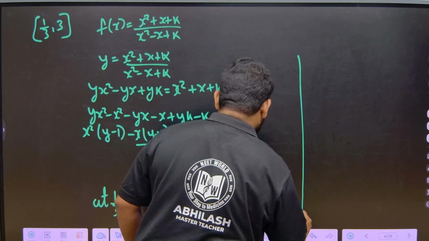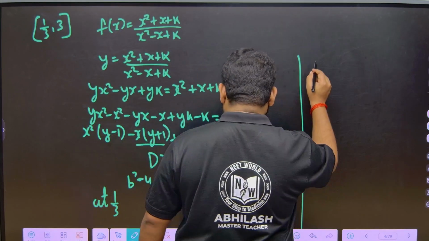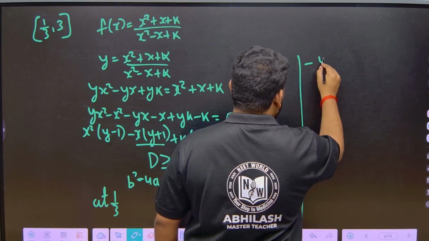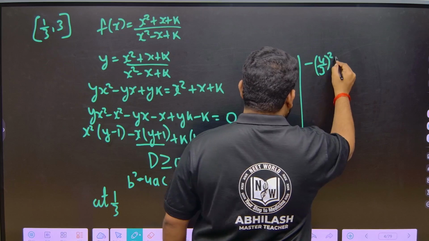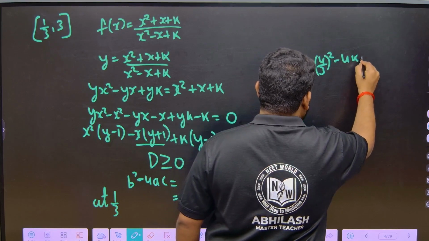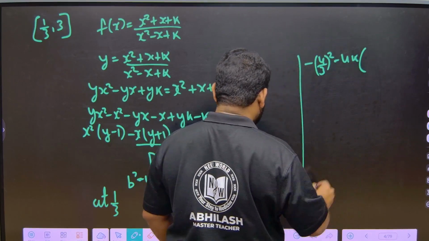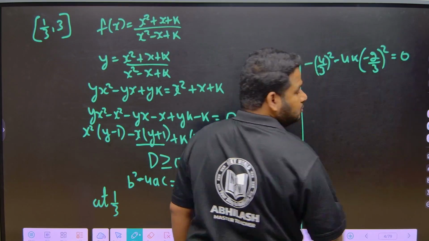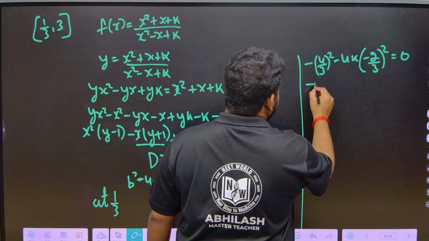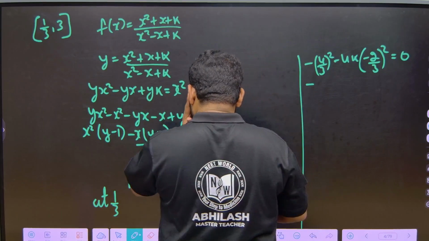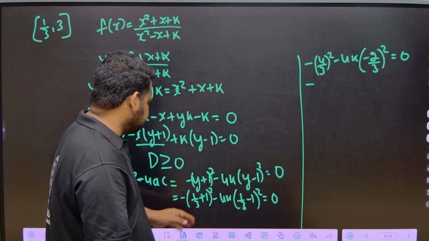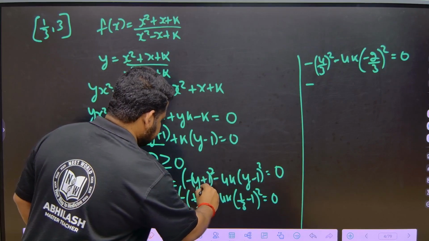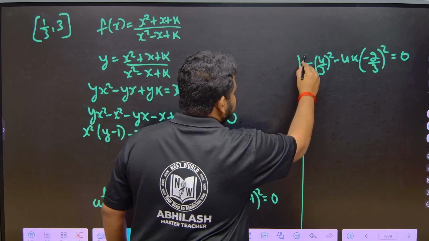Now, if I calculate this, what will I get? Minus 1 by 3 plus 1 is nothing but 4 by 3 whole square, minus 4k into minus 2 by 3 whole square is equal to 0. Okay. So, this is b square minus 4ac. B square means we should include this entire thing as square.